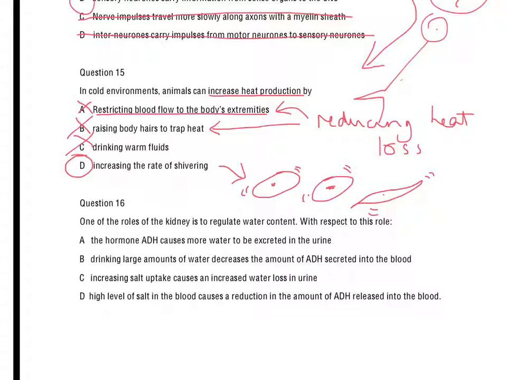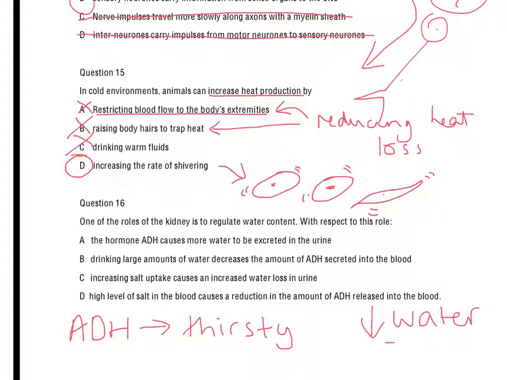Okay, so here you've got to think, when is ADH released into the blood? Remember, ADH is released when you are thirsty. It is part of the thirst response. So ADH would be released into your blood if you have not got enough water levels. So low water causes ADH to be released, and that causes the increased rate of reabsorption in the kidneys, and so more water going back into the blood and less urine.